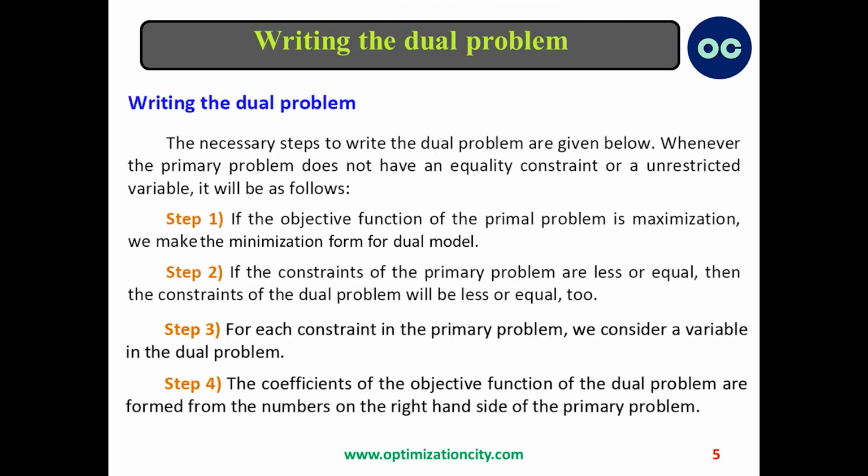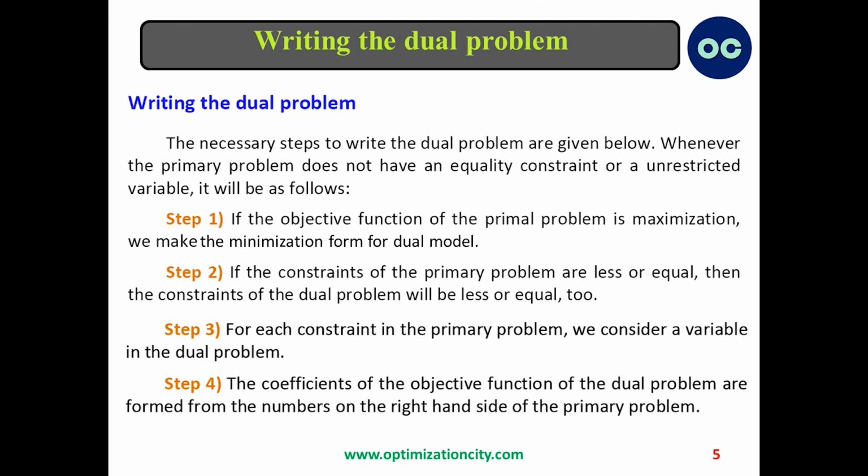Let's talk about how to write a dual problem. Here are the necessary steps. Step 1. If the primal model aims to maximize the objective function, we make the minimum form for the dual model. In step 2, if the constraints of the primal model are less than or equal, then the constraints of the dual model would be greater than or equal.